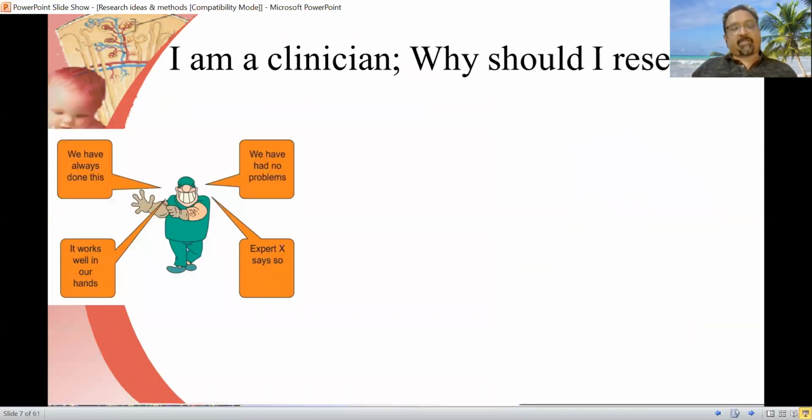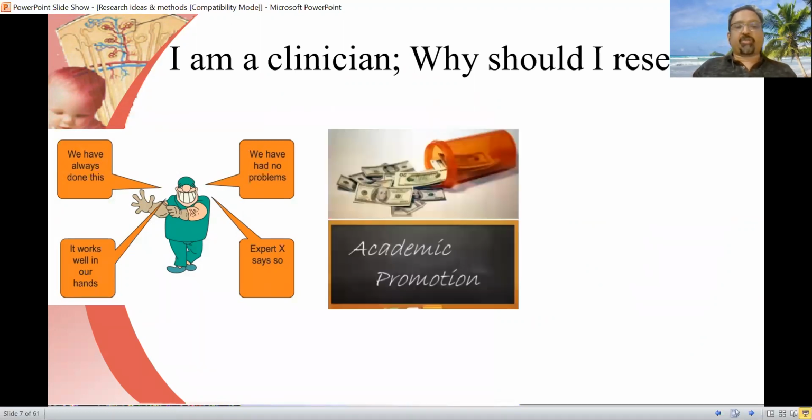Many times these clinicians ask, why should I do a research? We have always done it this way, or our teachers taught us like this. The textbooks say this, and it works well in our hands. So why should we change?